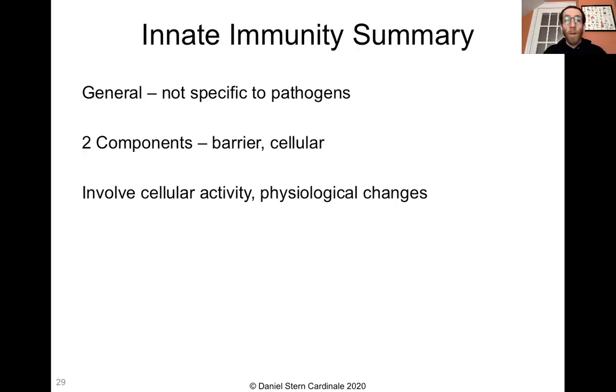So that's all we're going to talk about in terms of the innate immune system. The idea is that it is general. It detects things that are not you, but it cannot distinguish between different specific pathogens. There are two components to the innate immune response. There are barrier components to it, like stomach acid and your skin, and there are cellular components like phagocytic cells and natural killer cells. An innate immune response, specifically inflammation, involves cellular activity, it involves positive feedback regulation, and it involves physiological changes to your body that facilitate that response.